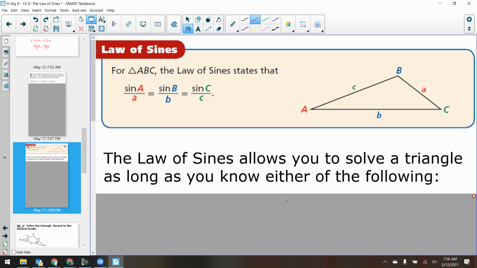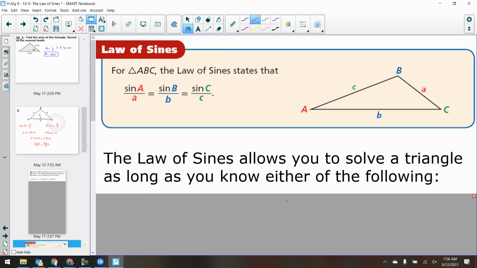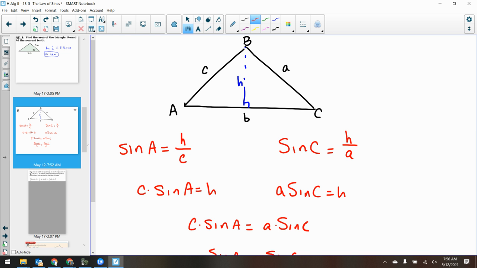And I kind of went through all of that with you guys. But how would you do the sine of B if it has two triangles on it? Well, in that case, we would drop a different height in. If we drop a different height in, wherever the height would end up, we could say sine B is equal to H over C, and sine C is equal to H over B. And then we have sine B over B is equal to sine C over C.